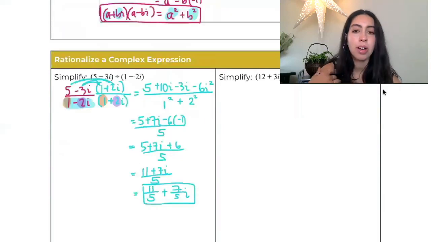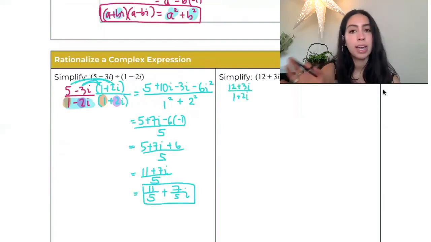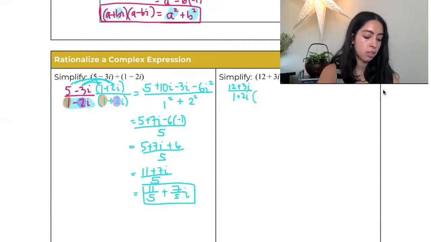If you want to try pausing and maybe do this problem on your own, we'll also go over it together now. We've got 12 plus 3i, and it's being divided by 1 plus 2i. So again, can't divide two complex numbers unless we turn the bottom into a real number. How do we turn it into a real number? Multiply by the complex conjugate.